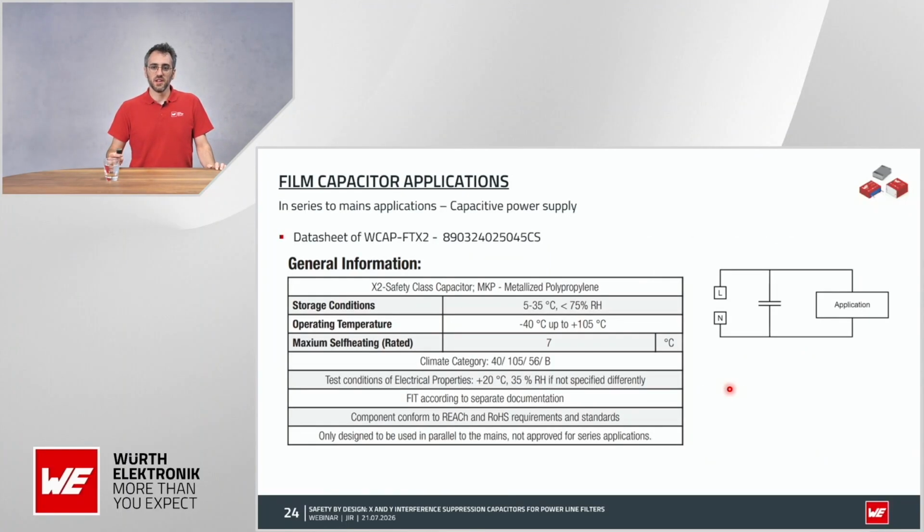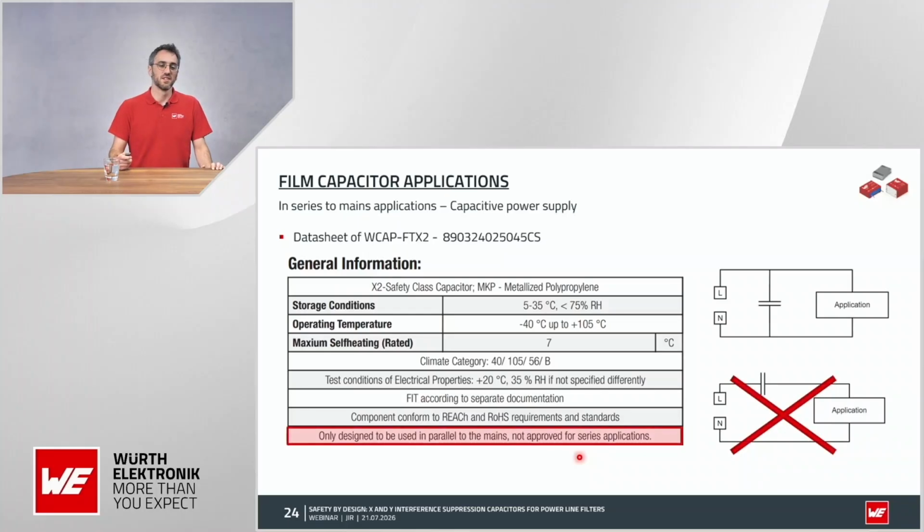So I explained how we use and how we are supposed to use X capacitors. As defined by the standard, they are to be placed between L and N, between live and neutral, line and neutral. So this is what we call across the mains, or sometimes also in parallel to the mains. And you can see this kind of comment in our datasheet.